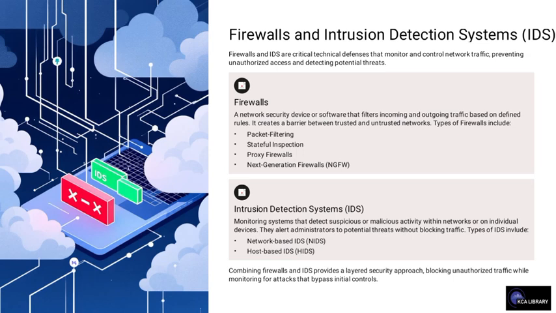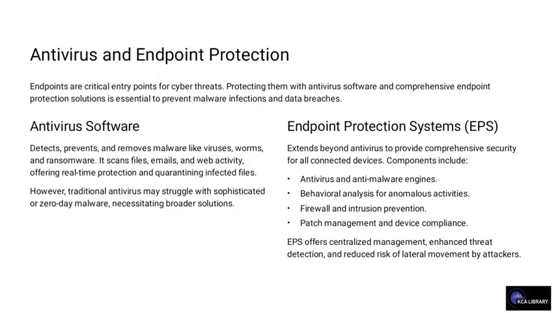And for the intrusion detection system, it's actually a monitoring system that detects suspicious or malicious activity within the network or on individual devices, and they alert administrators to potential threats without blocking traffic. And the types include network-based IDS and host-based IDS. And the combination of these two, the firewalls and the IDS, provides a layered security approach, blocking unauthorized traffic while monitoring for attacks that bypass initial controls.